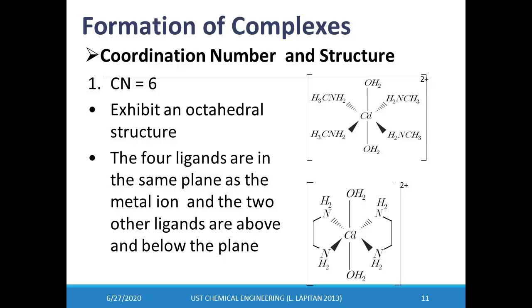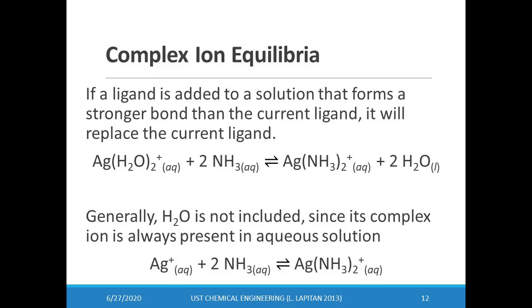Imagine 4 ligands that are on the same plane of the metal ion and the other 2 ligands are above and below the plane. So we have already seen how a complex formation occurs and the structure of complex ions or metal ligand complexes. Let us now talk about the complex ion equilibria.